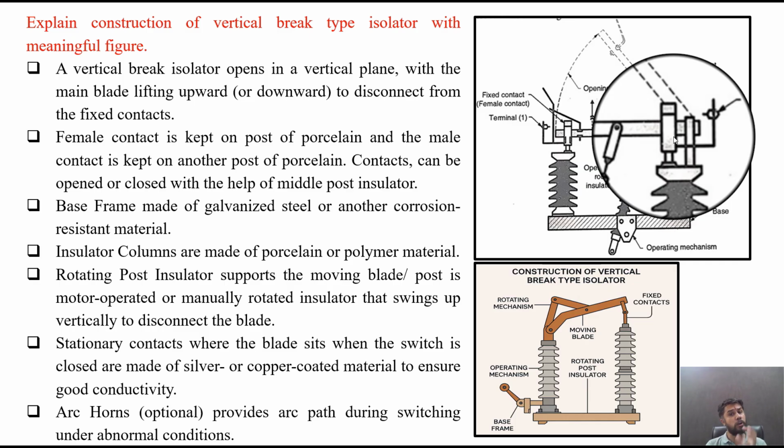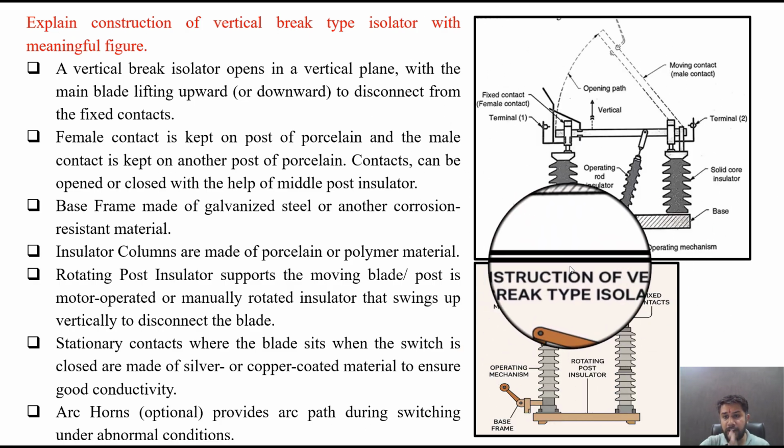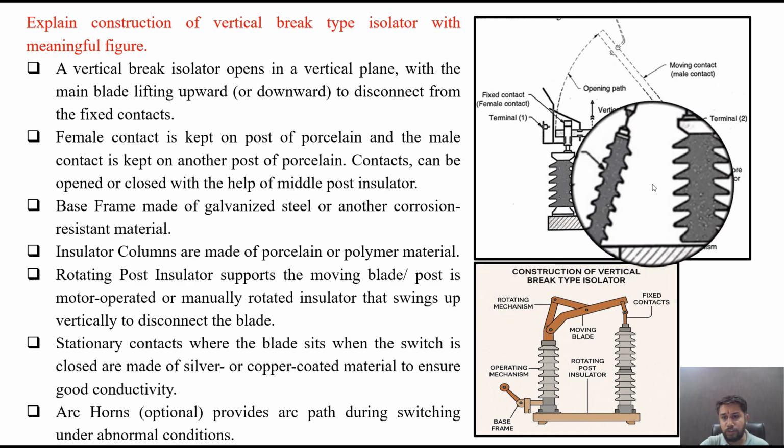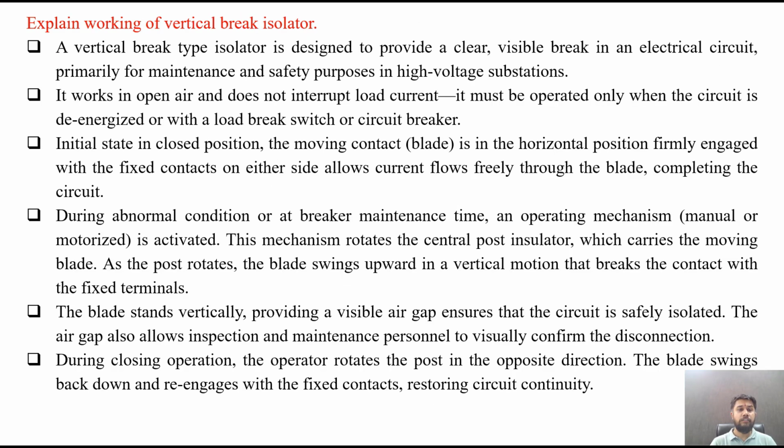Arc horns, which are optional, are provided to give an arc path during switching under abnormal conditions. So this is the constructional detail of a vertical break type isolator. You can see in the figure as well, both types of vertical break type isolator are shown. You can visualize it for better understanding, and you have to draw this figure if asked in the examination. Explain working of vertical break isolator.